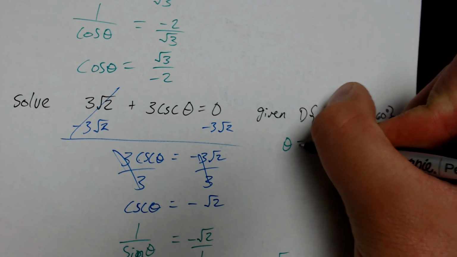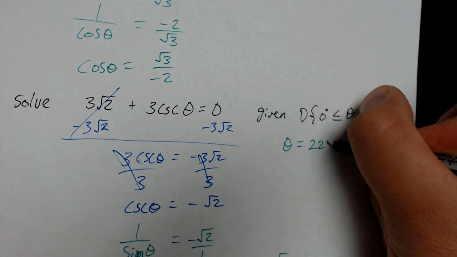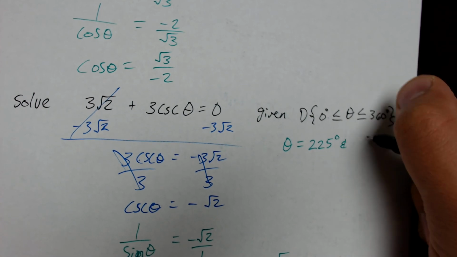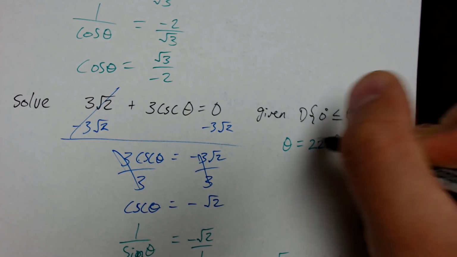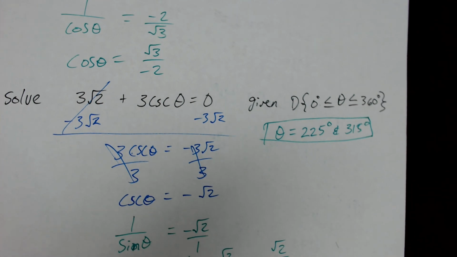So 225, 315. And that's going to be a trend you'll see for these problems. You're going to see that theta is going to have more than one answer. So in this case, it's 225 degrees and 315 degrees. That's it for trigonometric equations. Probably the shortest lesson or shortest video I've done in a while for you guys. At any rate, if you have any questions, let me know on Moodle, and I will see you in class.